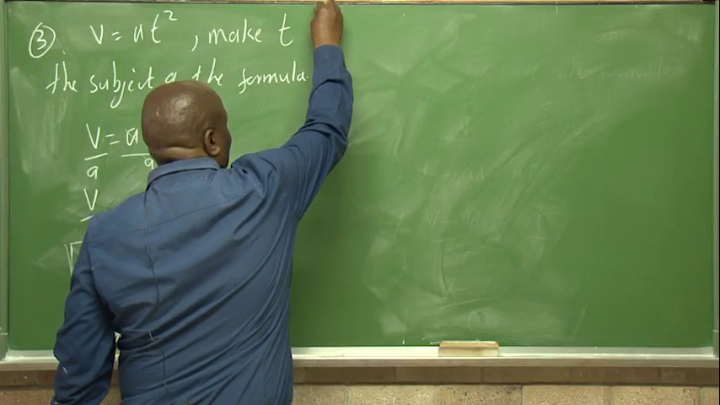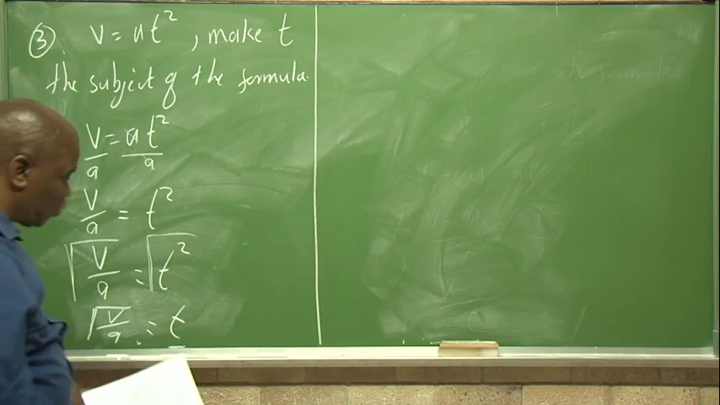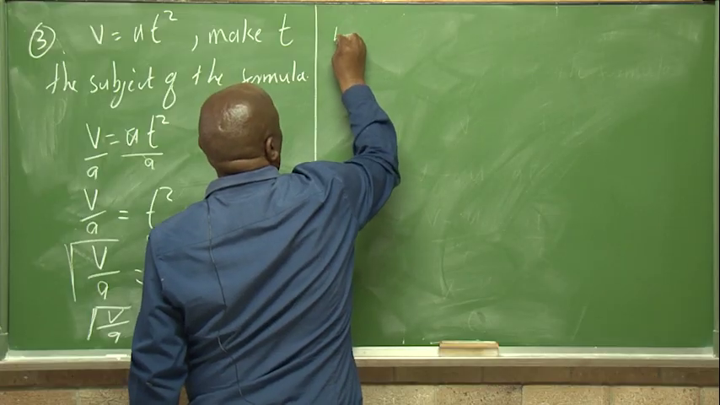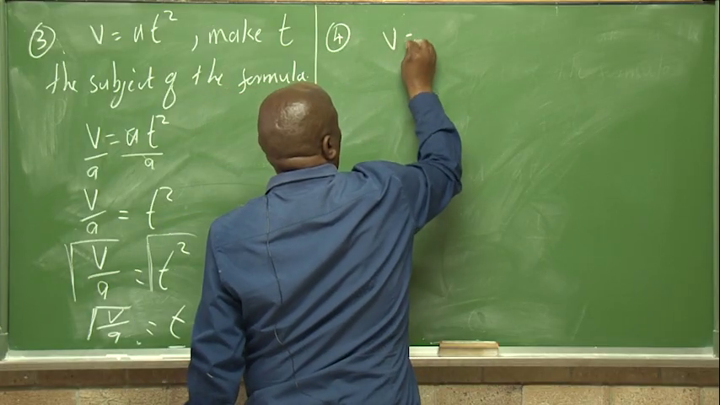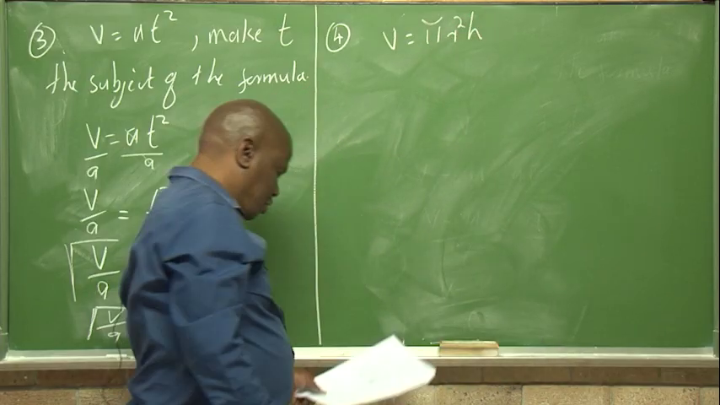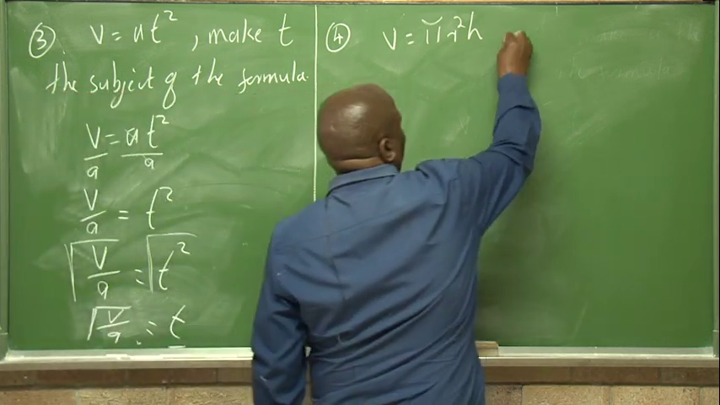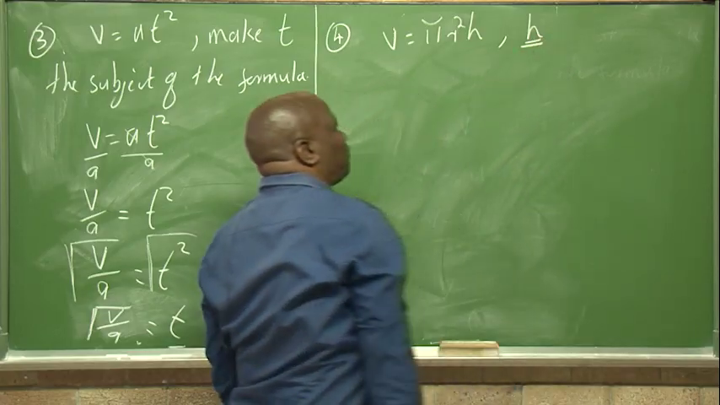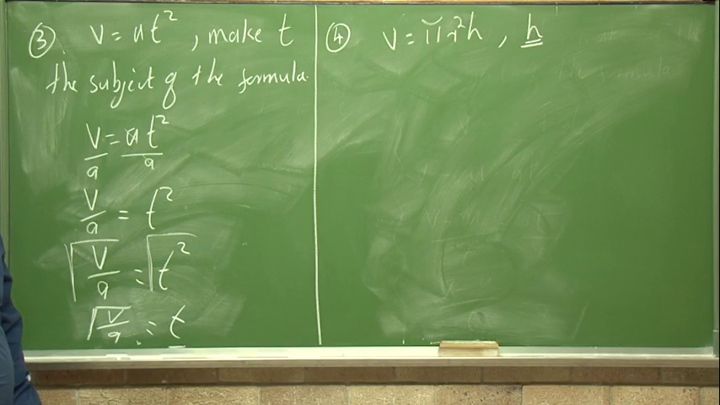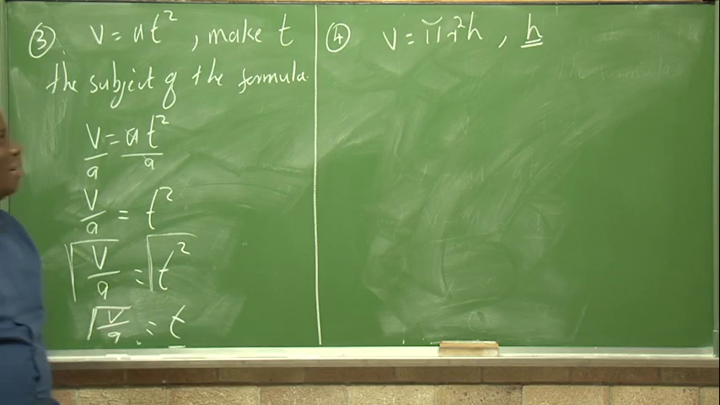Some more examples of literal equations. We've got v, this is example number 4. V is equal to pi r squared h. We want to make h the subject of the formula. V is equal to pi r squared h. Make h the subject of the formula.